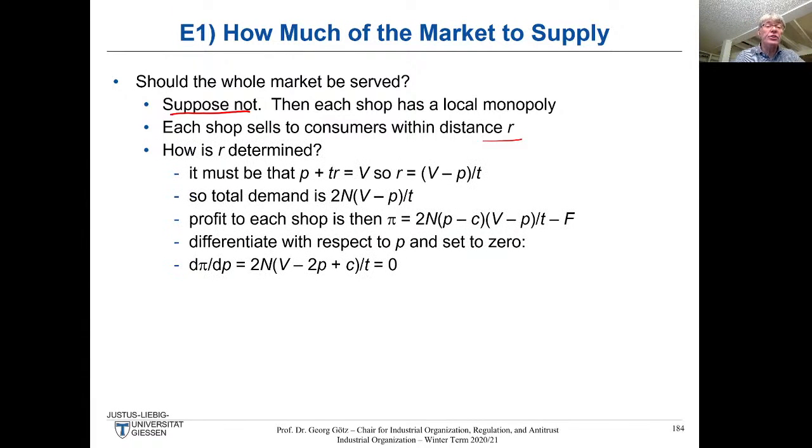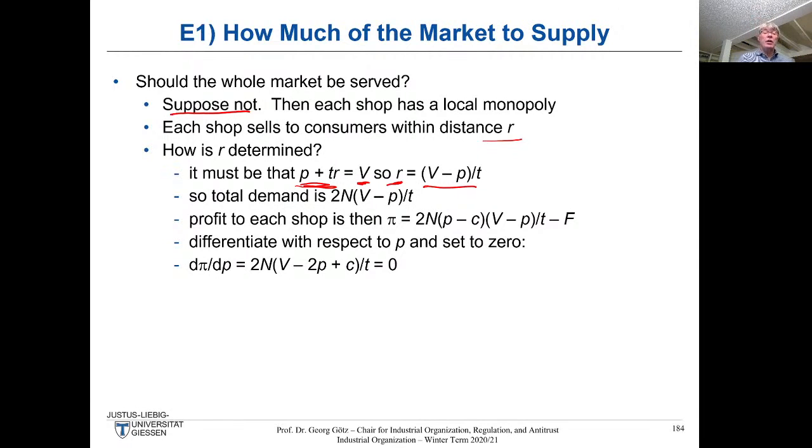And how is this R determined? Of course, again, this is a maximum willingness to pay, or the reservation price, and the price inclusive of the transport cost must just be equal to that, so that our consumer is indifferent between buying and not buying. This immediately determines our R, our distance from the shop, so that our consumers still buy. Okay, rearranging, R is equal to (V minus P) over T.